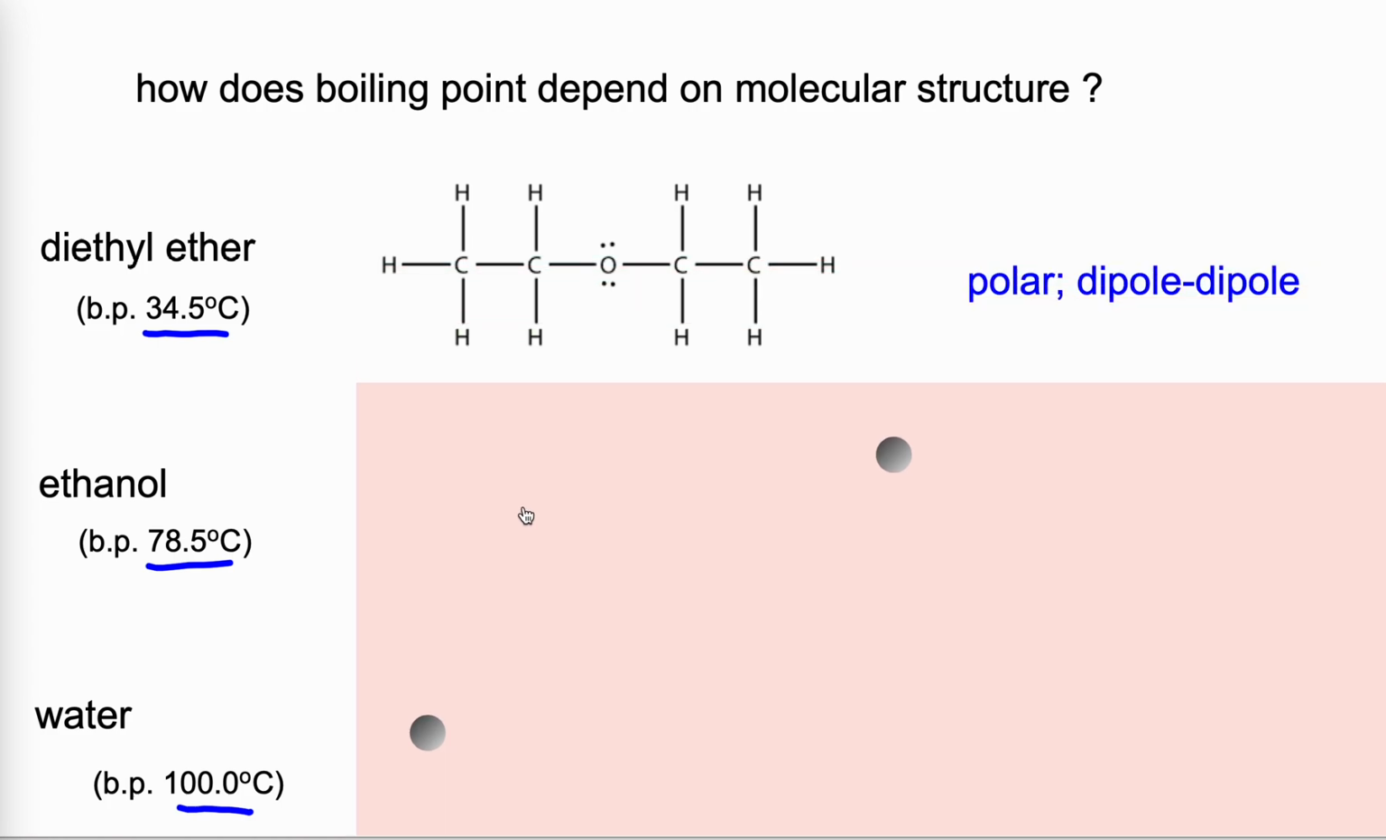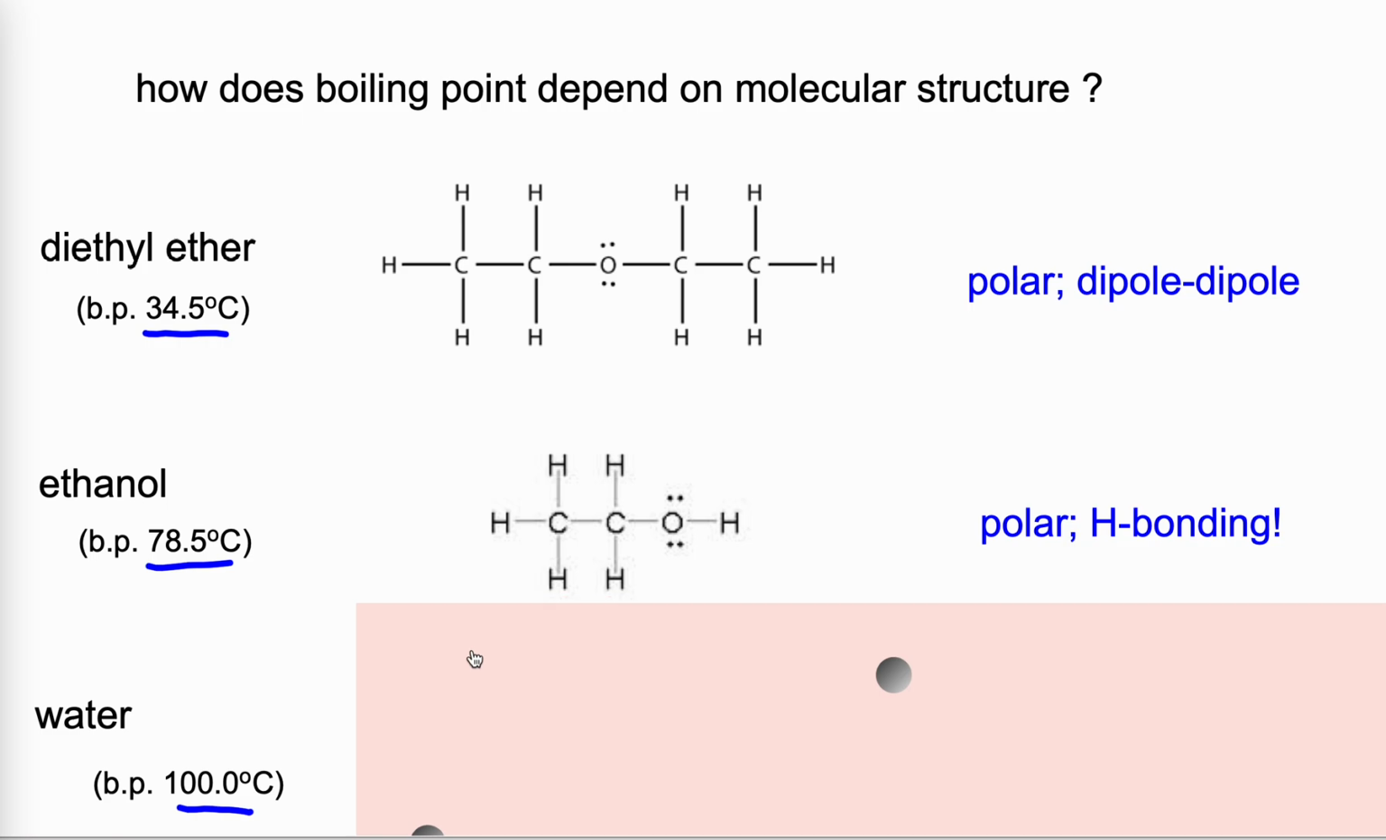Here is the Lewis structure for diethyl ether. You can see in the center there is an oxygen atom with two lone pairs and two bonds. Therefore, it would have a bent geometry. Therefore, the molecule would be polar, and the most important intermolecular attractive forces would be dipole-dipole forces. Ethanol looks very similar, except now the oxygen, which also has a bent geometry, has an OH bond. That means that while the molecule is polar, the most important intermolecular attractive force is hydrogen bonding.